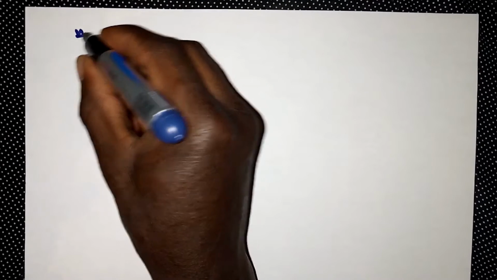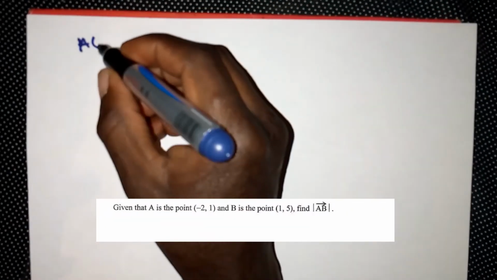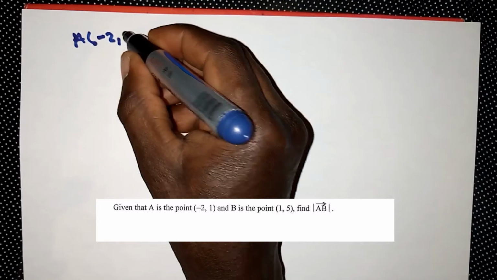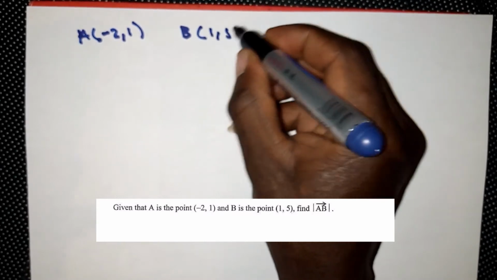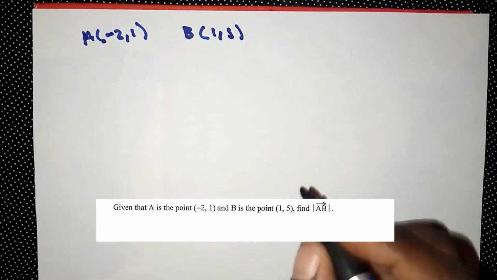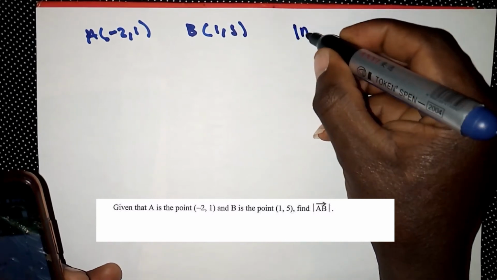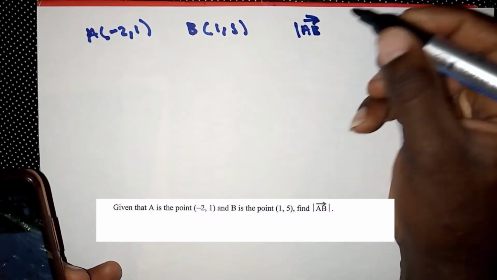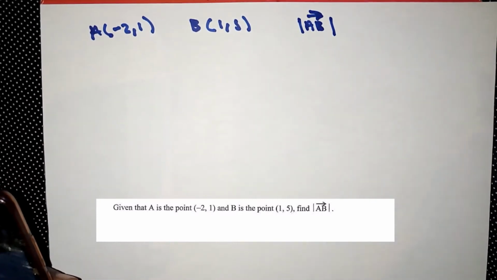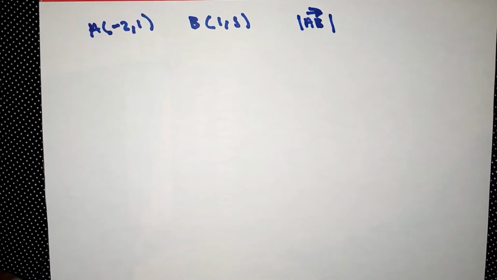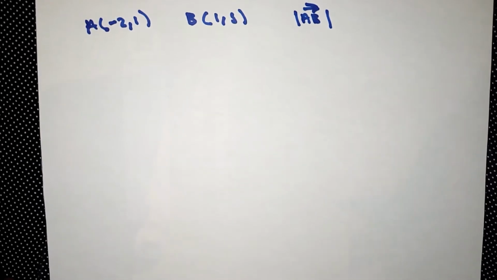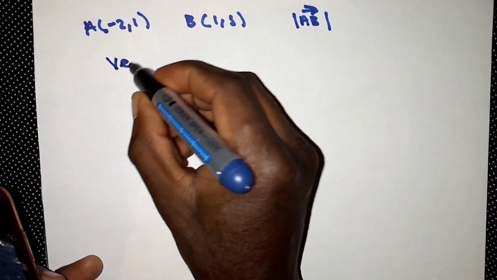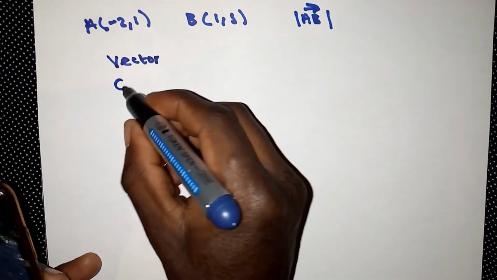All right, so the second question is saying, given that the point A is (-2, 1) and the point B is (1, 5), find the magnitude of vector AB. Sorry, this is an arrow. So we find the magnitude of vector AB. So how are we going to do that? There are two ways of solving this question. So it's either you go the vector way or the coordinate geometry way.